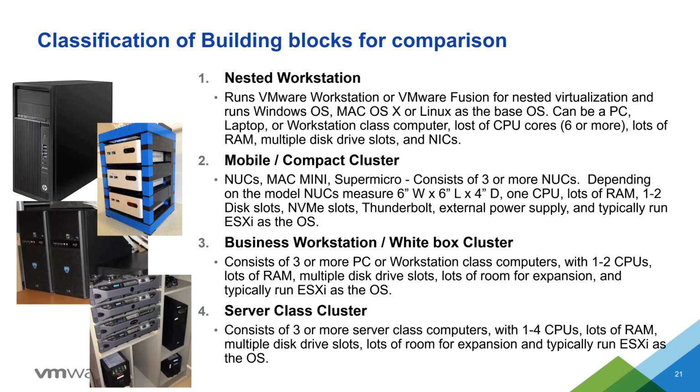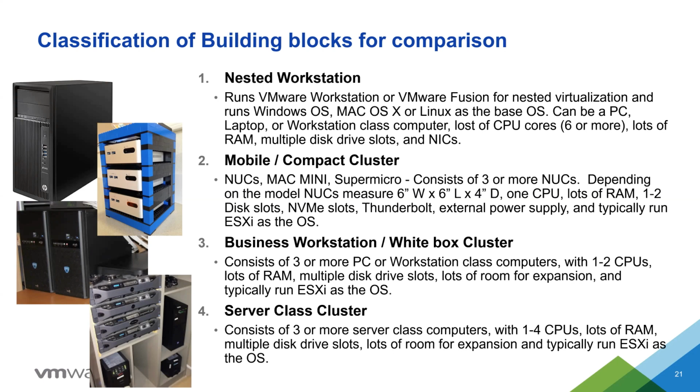So nested workstation typically runs VMware Workstation or Fusion. It might be used for nested virtualization. It could run Windows OS, Mac OS, Linux, et cetera, as the base OS. Usually a PC or laptop works really well for this, or a workstation class computer. Again, think building block, right? You might buy a beefy workstation PC, and later on repurpose it for ESXi. Could very well be done. Lots of cores. I'd recommend at least six physical cores or more. Lots of RAM, multiple drives, et cetera. And we'll get into that.